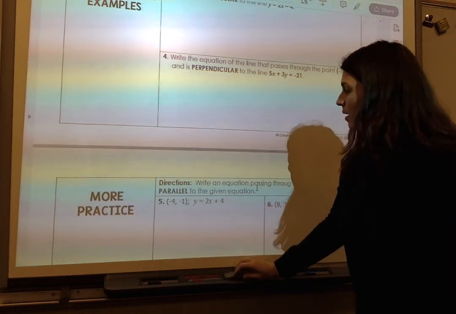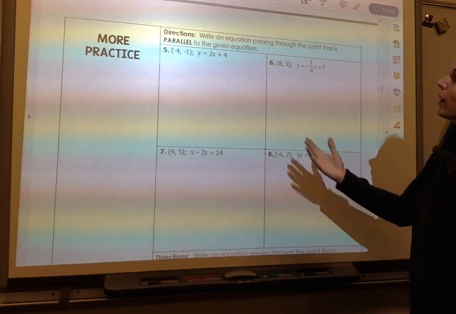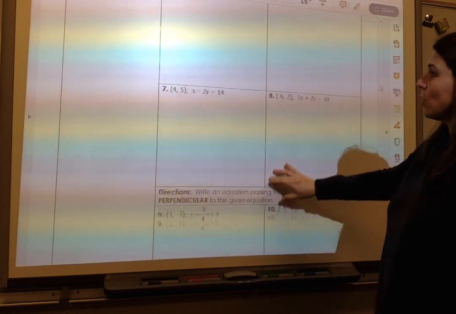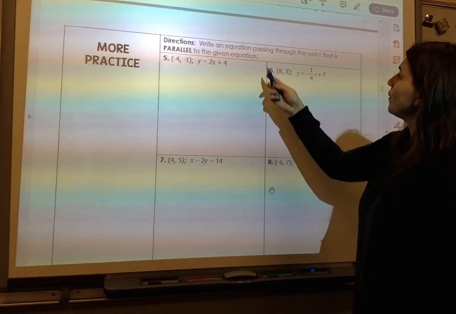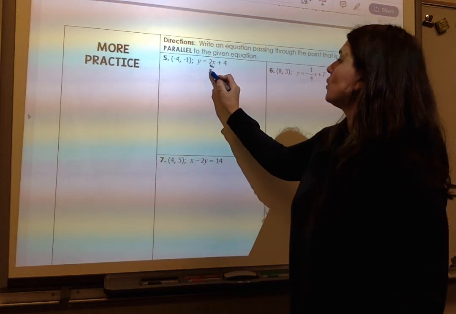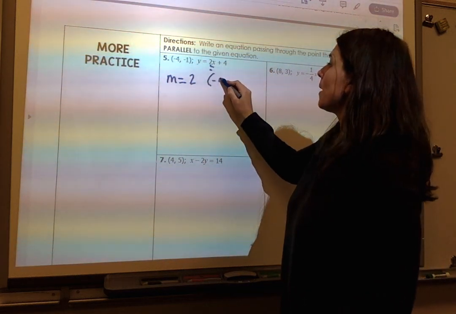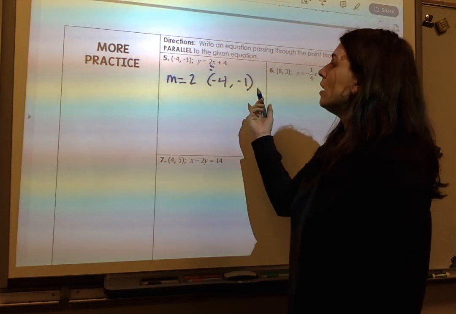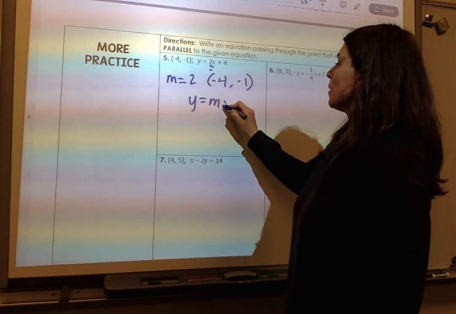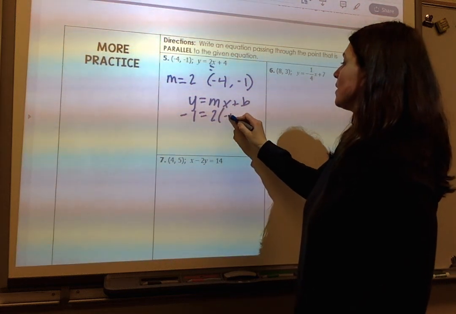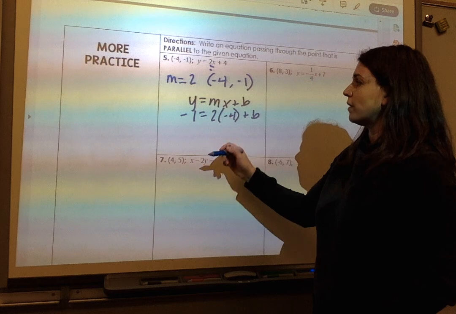All right. Let's look at some more practice. So now, this is just more practice. So it's parallel. So if it needs to be parallel, it's got to be 2. My new equation has to have a slope of 2, and it needs to pass through the point (-4, -1). So now I just make my y equals mx plus b and plug in. Negative 1 equals 2 times negative 4 plus b. I'm solving for my new line.